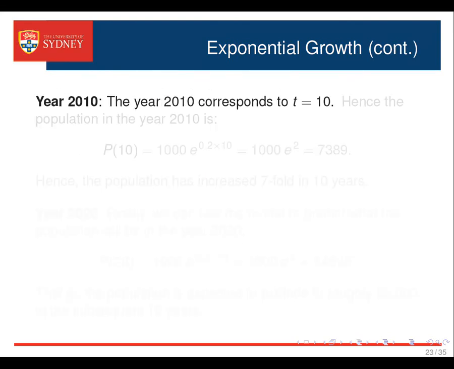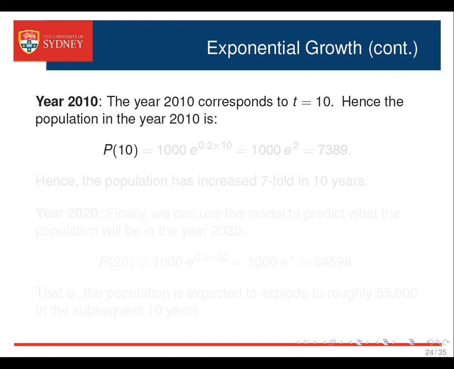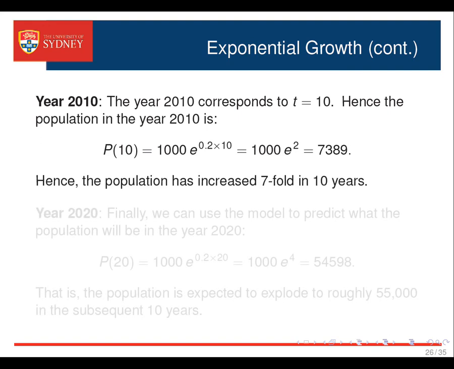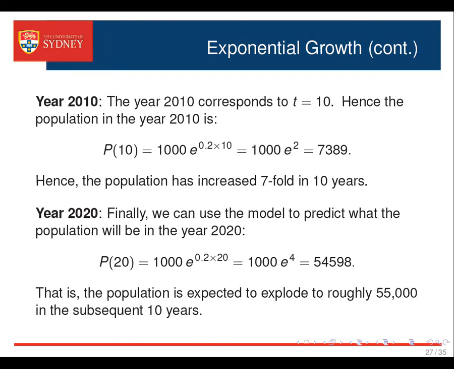Moving on, the year 2010 corresponds to t equals 10. And so the population is given by p of 10, which turns out to be 7,389. Hence the population has increased more than 7-fold in the 10 years from 2000 to 2010. We can use the model to project what the population will be in 2020. P of 20 yields roughly 55,000, and so the town population is expected to explode to roughly 55,000 people by 2020.